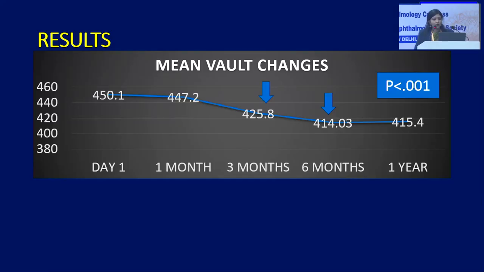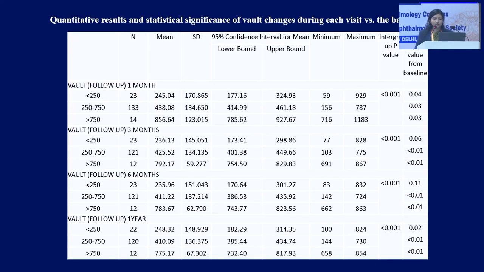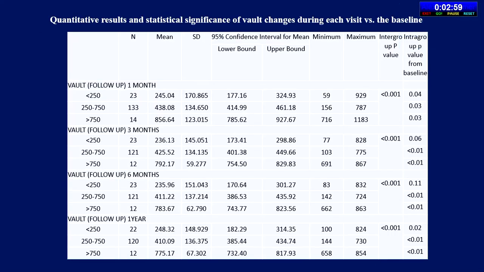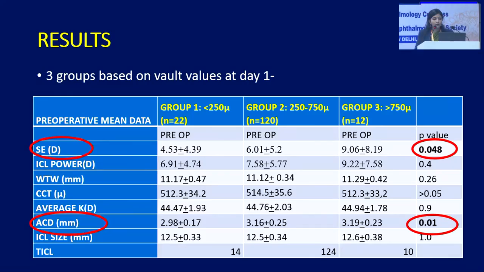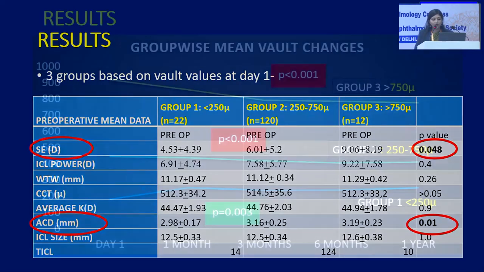On assessing the mean vault changes, we found a significant decline from the baseline, especially at 3 months and 6 months, which was significant at each visit in each subgroup from the baseline. On assessing the 3 groups, we found spherical equivalent and anterior chamber depth to be significant among the 3 groups, with 22 eyes in group 1, 120 eyes in group 2, and 12 eyes in group 3.